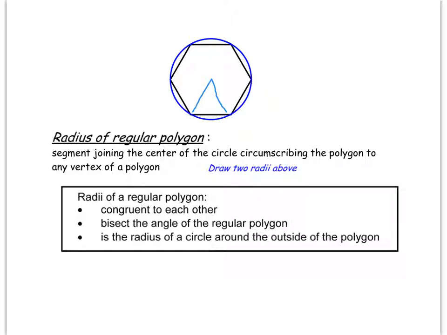You can see now that all radii are congruent to each other. They bisect the angle of the regular polygon. So in other words, this angle is congruent to this angle. This angle right here is cut in half by the radius. And the radius of a polygon is also the radius of the circle that's circumscribed about the hexagon.